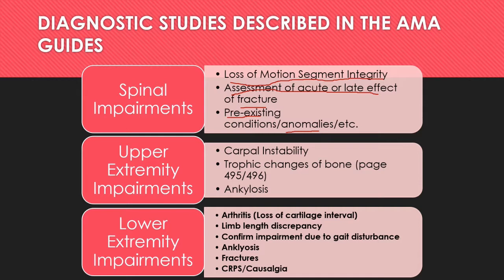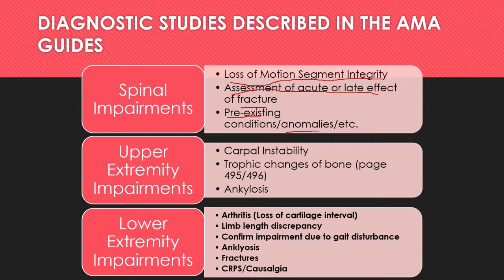It may also give you great information with regards to your opinions and conclusions on apportionment. For example, you may opine that a certain percentage of the permanent impairment is due to the industrial injury, but also a certain percentage of the impairment is due to the presence of a pre-existing symptomatic spinal condition that will never go away and will never respond to medical treatment. So X-rays have many uses in the assessment of spinal impairments and spinal conditions.